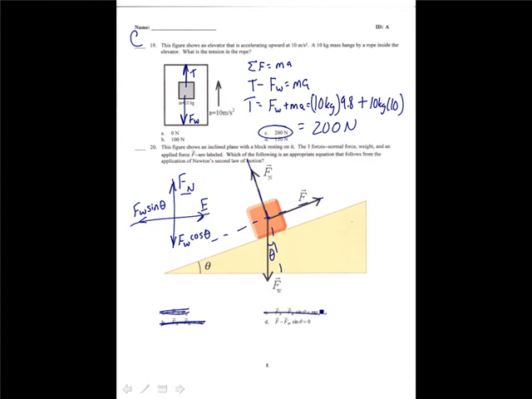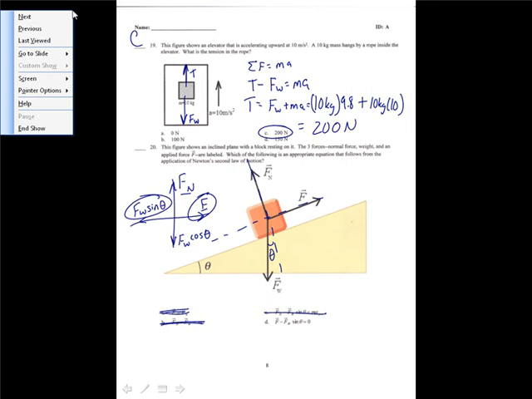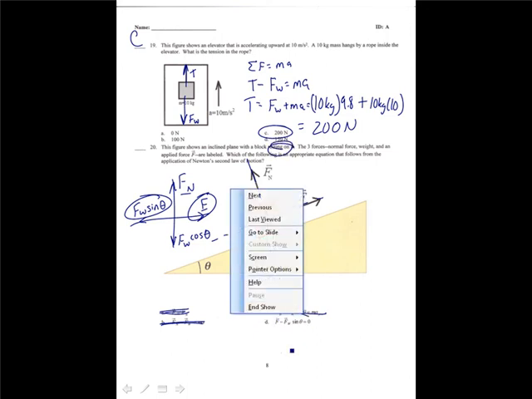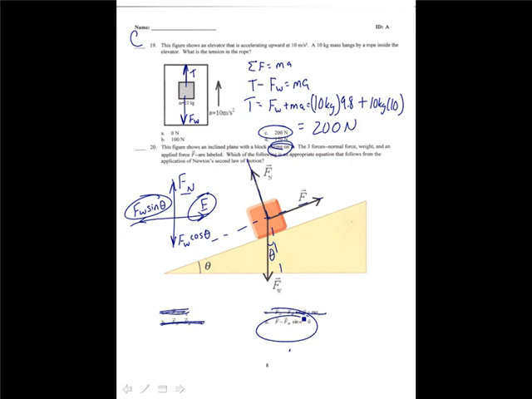And then F minus Fw sine theta equals 0. That is correct, as long as we assume that it is at rest, and that it says that the block is resting on it. So, I'm sorry, yes, that is okay. D is the answer.